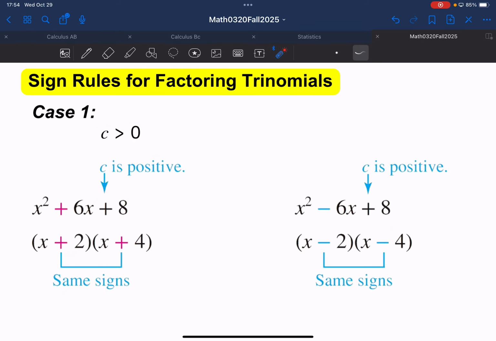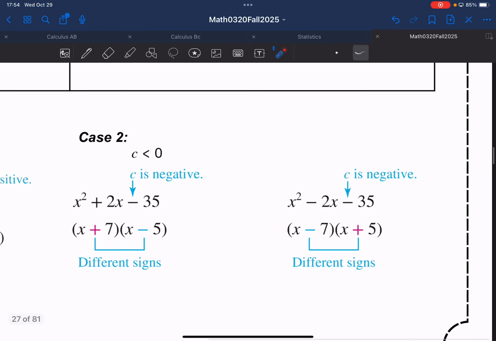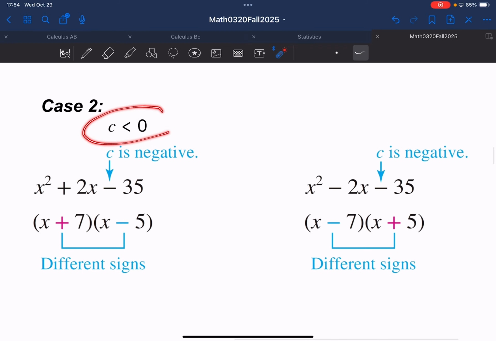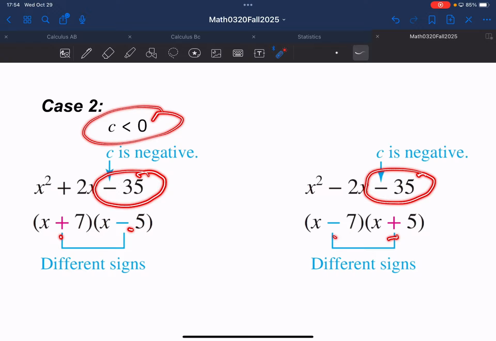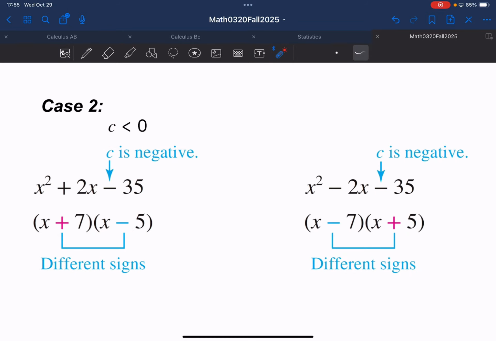And then the other case here is when c is less than 0. So it's talking about that last term there is negative. Well, if the last term is negative, then you know your parentheses are going to have different signs. Meaning one will be positive and the other will be negative, or vice versa, depending on what it's asking. And that is because that c value we're trying to multiply towards, and the only way to get a negative is to do a negative times a positive.